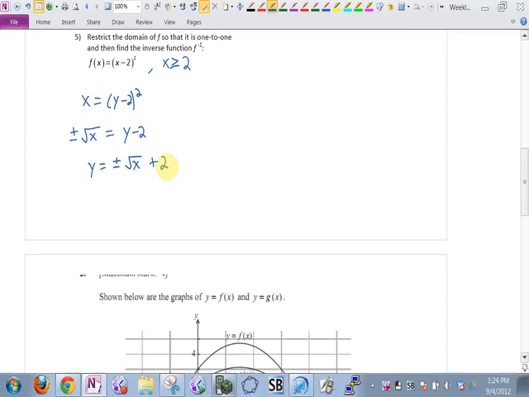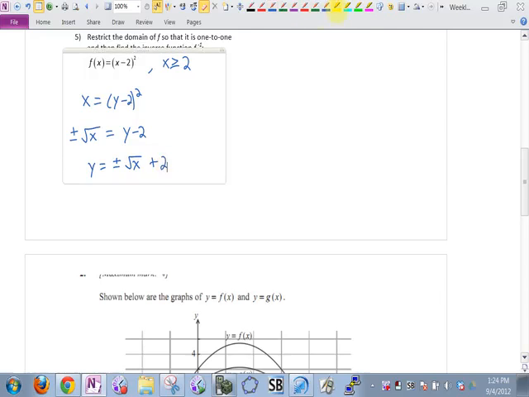Reflexive property or something. But this is a problem. That is not a function. For each input, that function outputs how many things? 2, right? If I plug 9 into this, this function will output 5 and negative 1. Not a function. So clearly they're not inverses.